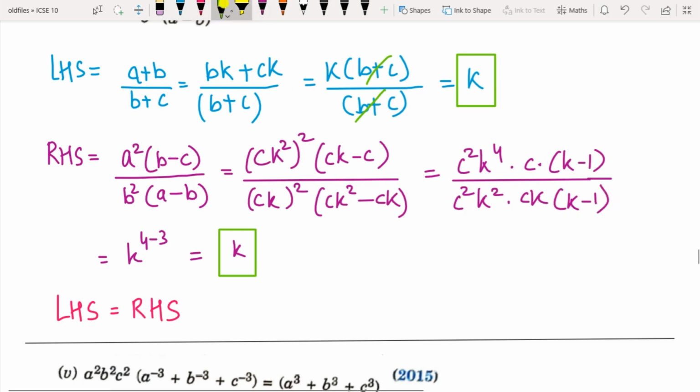So here you can see C square will get cancelled, C will get cancelled, K minus 1 will get cancelled. So this is 4 and this will be 2 plus 1 as 3. So when it goes to the numerator, it will be subtracted. So K 4 minus 1 is K, the answer. So LHS equal to RHS, hence proved.